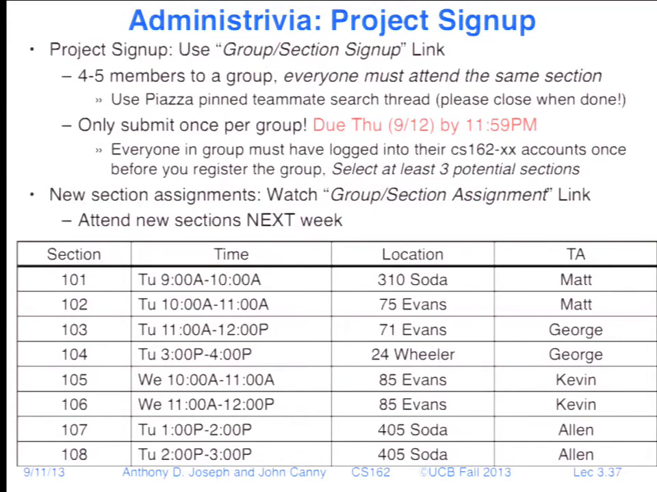Okay, let's continue. Before we get going again, I just want to point out that I misread this day. I'm sorry, this is not Thursday. From this distance, maybe the font's not big enough. But anyway, I'm sorry, the sections are all Tuesdays and Wednesdays, so you had to already attend one this week. Sorry about that.